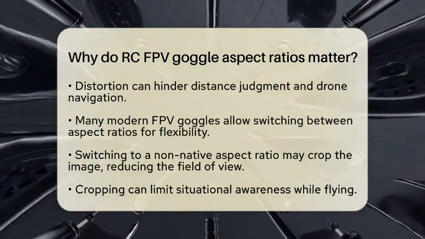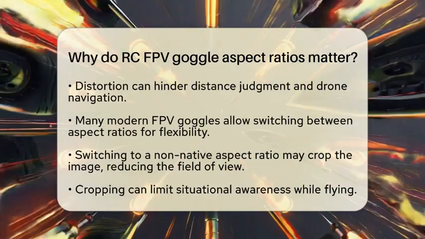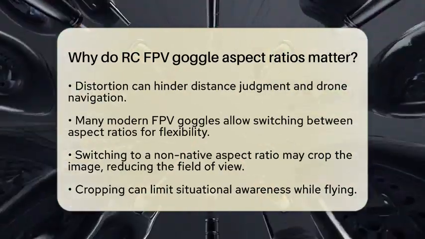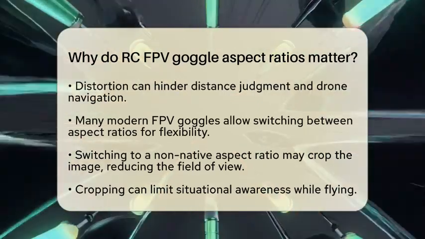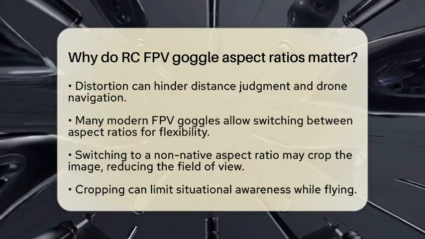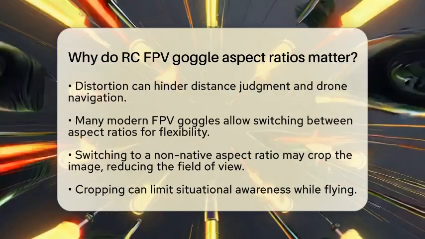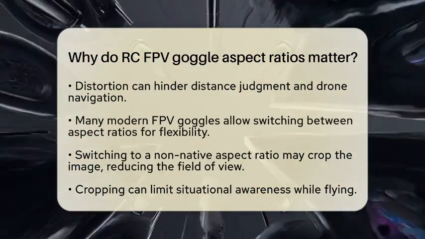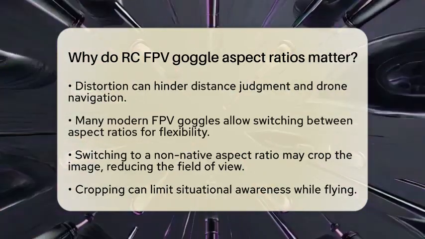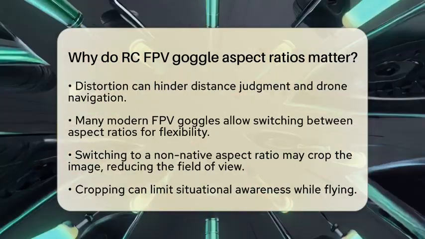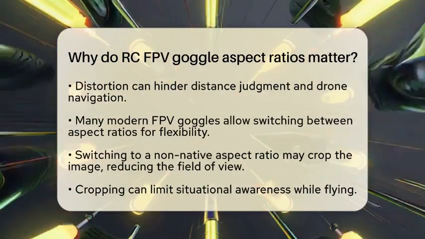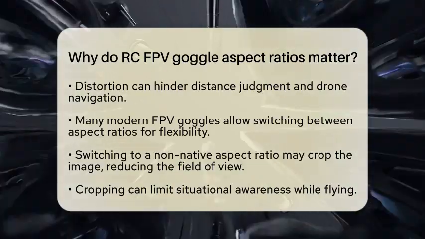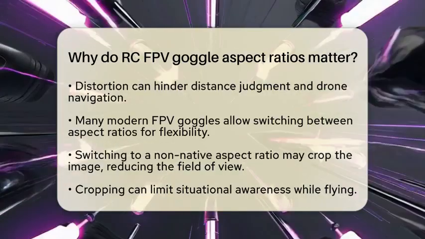Many modern FPV goggles allow you to switch between 4:3 and 16:9 aspect ratios. This feature provides flexibility, especially when using different cameras. However, switching to a non-native aspect ratio can crop the image, reducing your field of view. For example, if you switch a 4:3 display to 16:9, you lose some of the top and bottom of the image. This cropping can limit your situational awareness while flying.